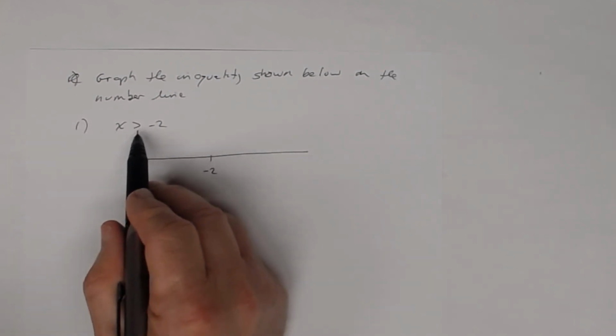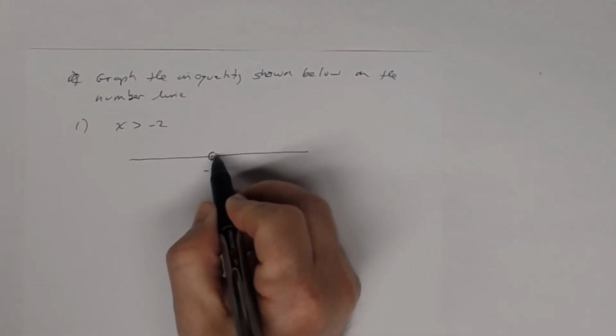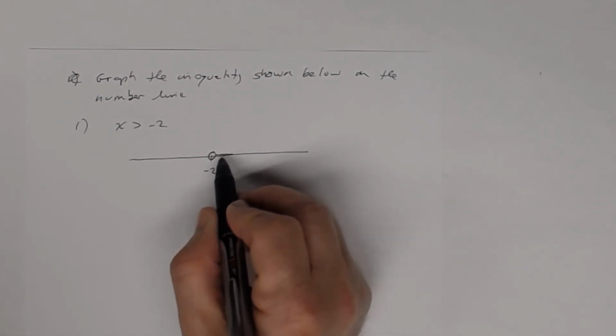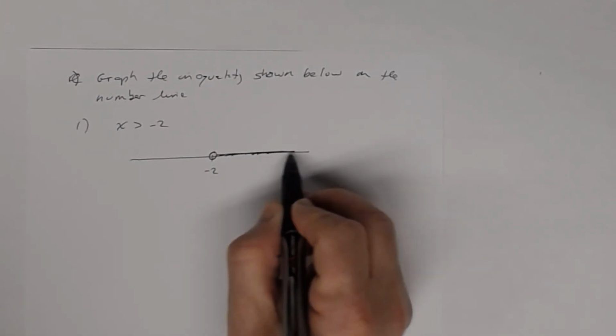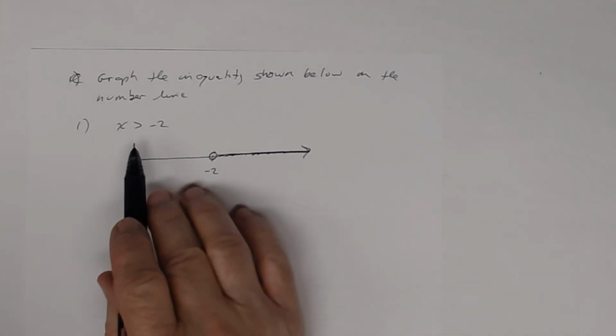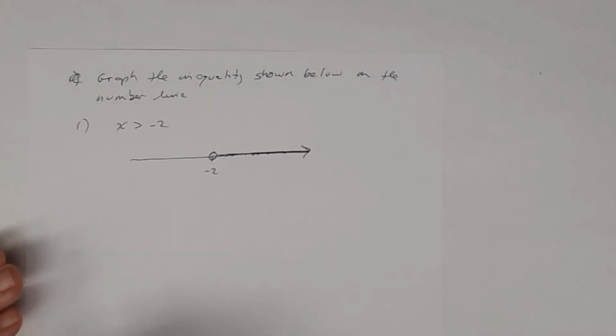Now, since there's no equal sign, this is important to remember. Since there's no equal sign, you're going to use an open circle. No equal sign, an open circle. And you want to shade in every real number that's to the right of this, just like this. And then you draw your arrow. So the graph of this inequality symbol is this. Very simple process.